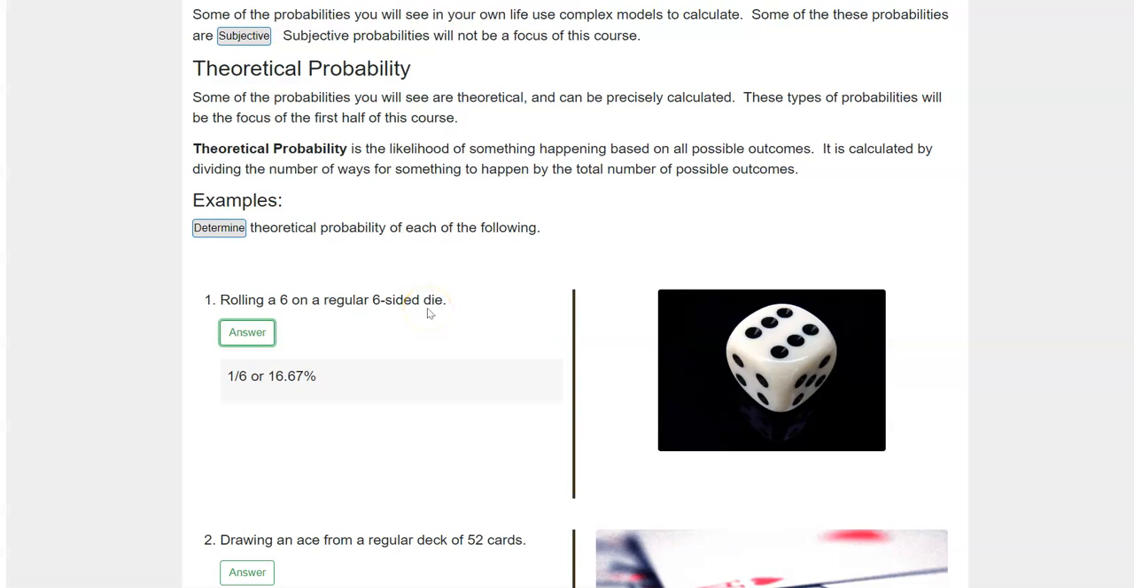I always mess that up. Just think of mice, right? Mice, plural. You have two mouse. It's 2 mice, right? 2 die, 2 dice, right? So 1 over 6. Put this in your calculator. You get 0.167. We'll talk about that after.